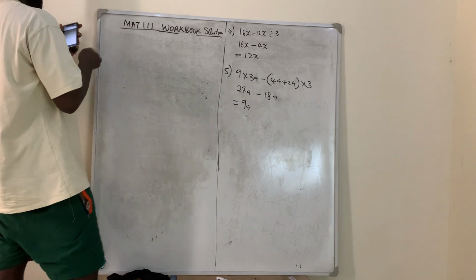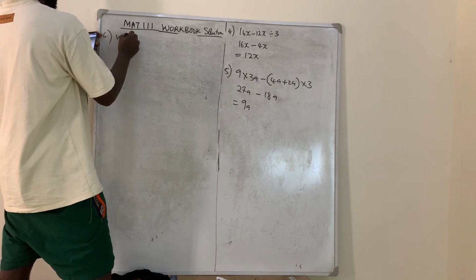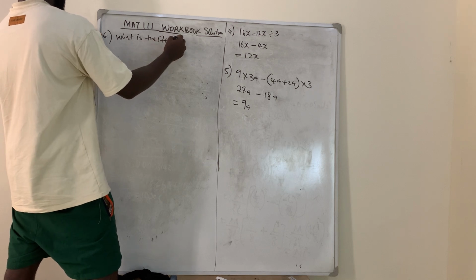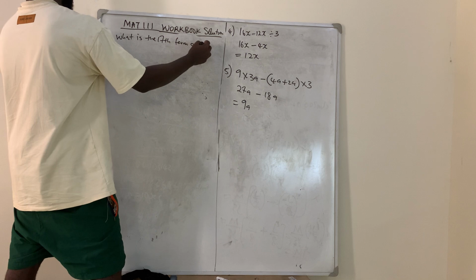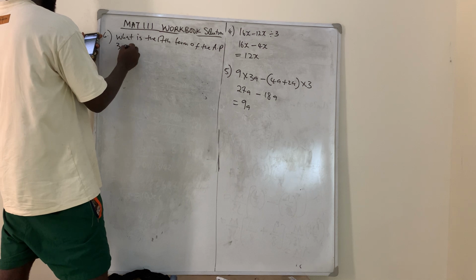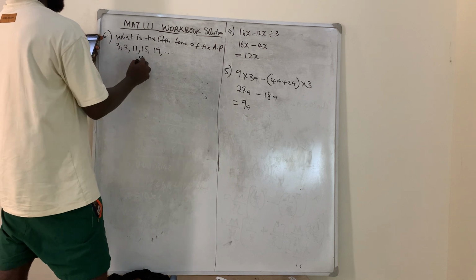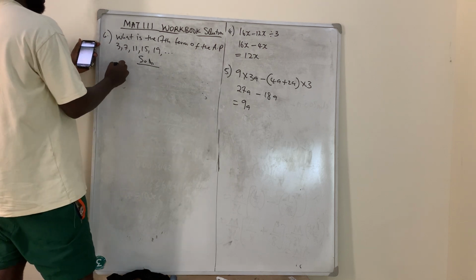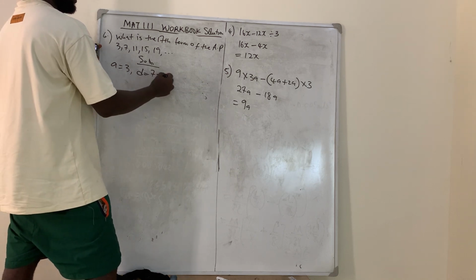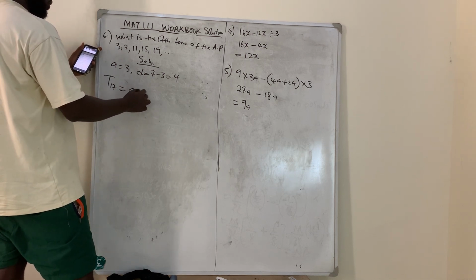Question number 6 says, what is the 17th term of the AP 3, 7, 11, 15, 19, and so on? Solution, very simple. The first thing they gave me is A. A is my 3. And my common difference is what? 7 minus 3, which is 4. So T17 is simply A plus 16D.